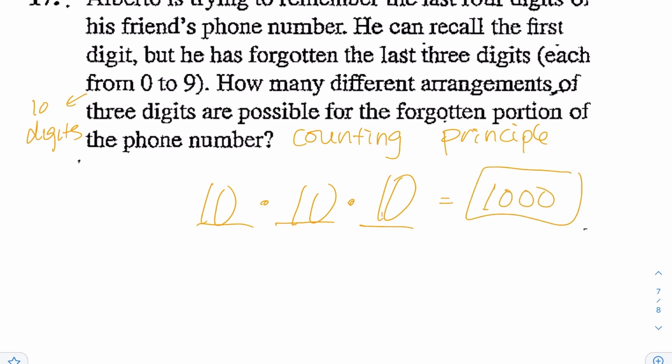That means there are 1,000 numbers, from 0, 0, 0 to 0, 0, 1, all the way down to 999. So there will be 1,000 numbers, including 0, 0, 0.